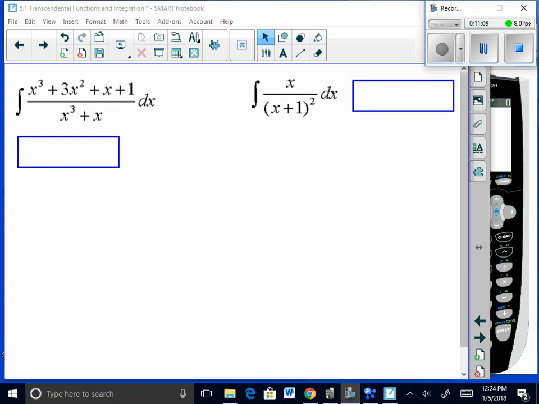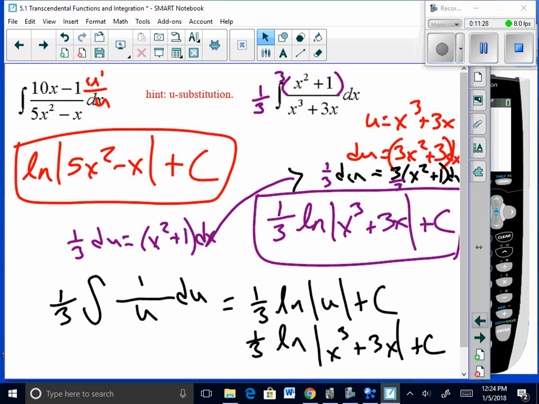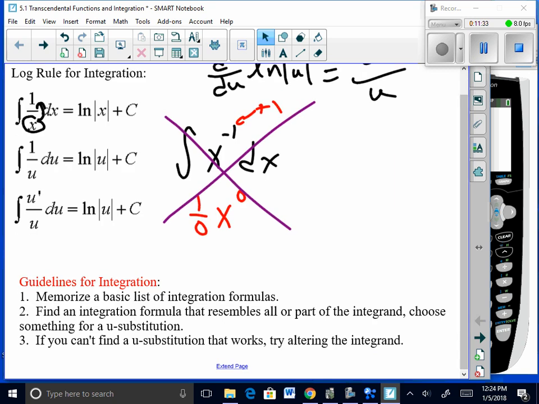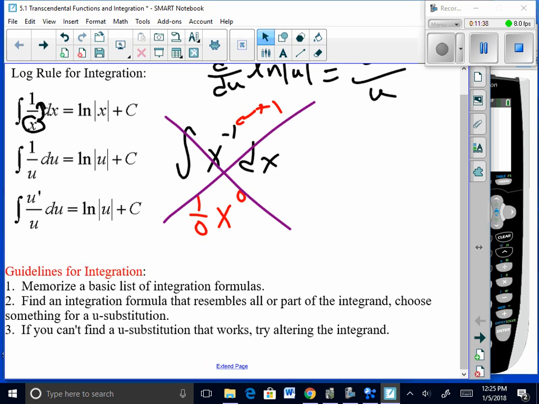Okay, so on this next one, we have a little problem because the derivative of the denominator would be 3x squared plus 1, and we have a whole bunch of extra stuff on the top of the fraction. Any ideas what we might be able to do? Not give up. We keep trying. This is where in that little list of stuff it says try altering the integrand. So if a u substitution wouldn't work, and you can't find anything that works, try altering the integrand.